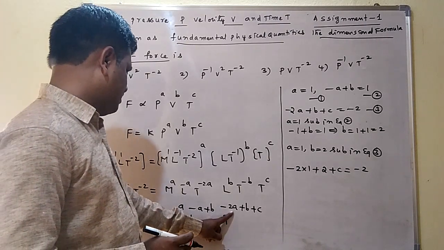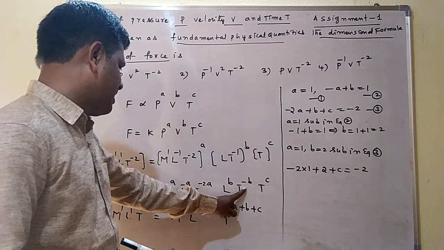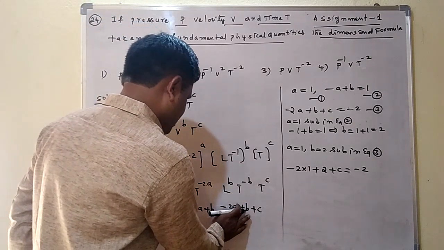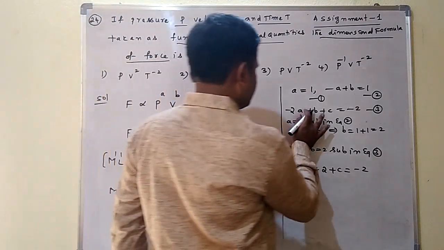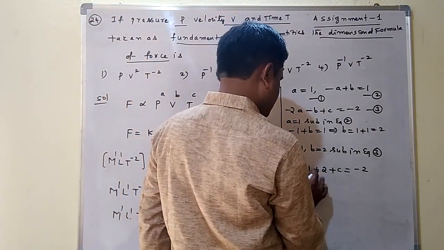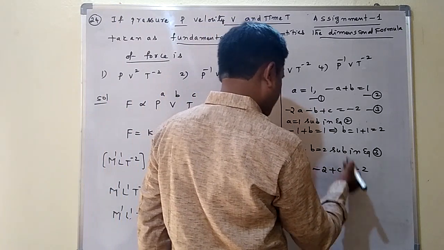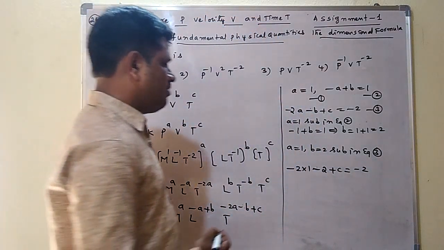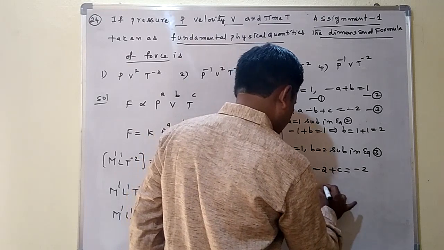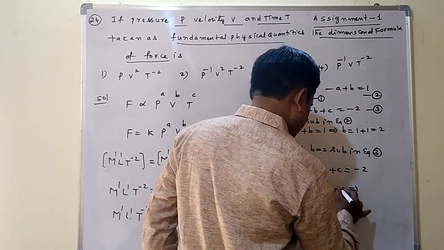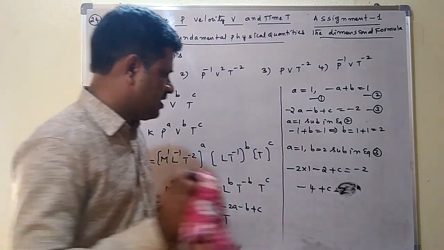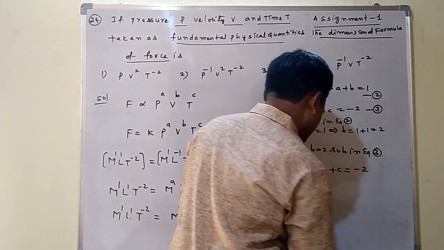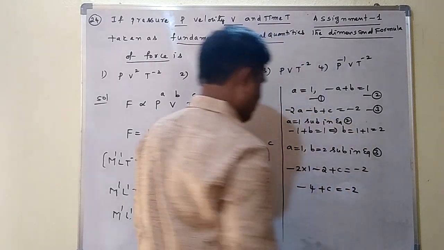Now here minus 2a, and minus b, concentrate here. Here this is also minus b we have to write. So we get minus 2 minus 2 plus c equal to minus 2. From this we get minus 4 plus c equal to minus 2. Concentrate on the minus sign also: minus 4 plus c is equal to minus 2.